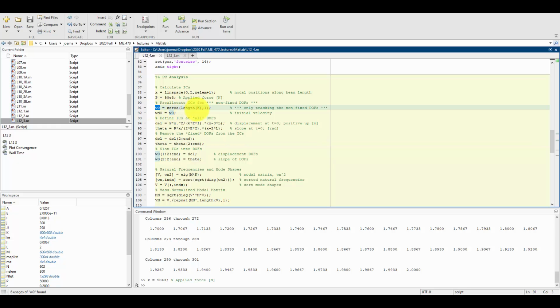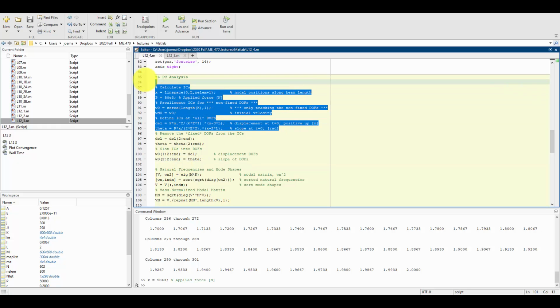Notice that W0 here is the size of K, but K and M have already been reduced by 2 when I applied the boundary conditions back in the finite element. So W0 is not including W1, W2, and W0 dot is not including W1 dot, W2 dot. Those are fixed to 0. So that's important because down here in lines 100 and 101, I am filling in all of the odd values of my W0 with delta, and then all of the even values of W0 with theta. So this way their sizes are going to match.